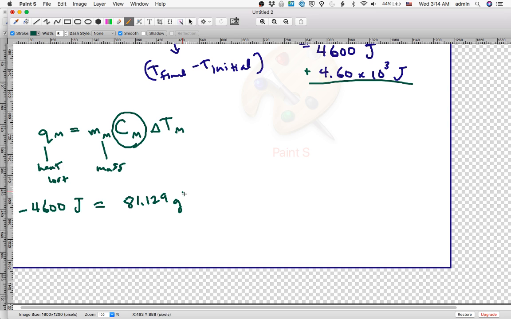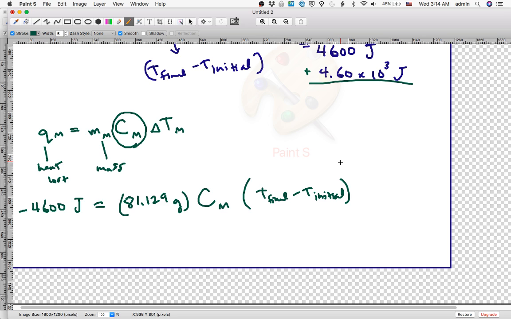81.129 grams. That's the mass of the metal right there. And the C of the metal is what we don't know. And what about the delta T? Delta T is T final minus T initial. It's always T final minus T initial.